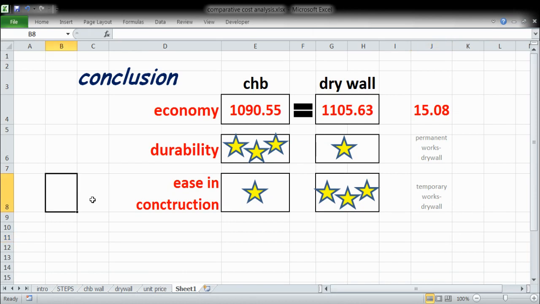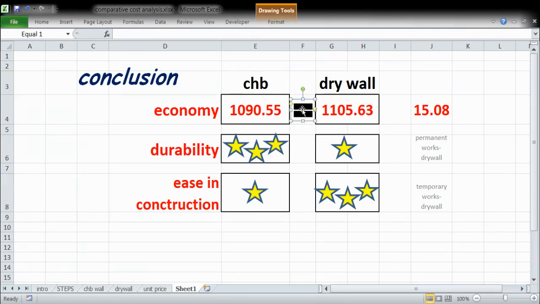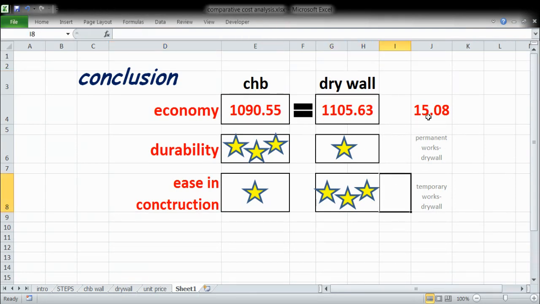For my conclusion, I have three categories. Every time you do a cost analysis or comparison, you should have categories for what you are comparing. I will compare the economy, the durability, and the ease of construction. If we go to economy, CHB and drywall are almost the same, so equal, a matter of only a few pesos, a 15 to 20 difference.